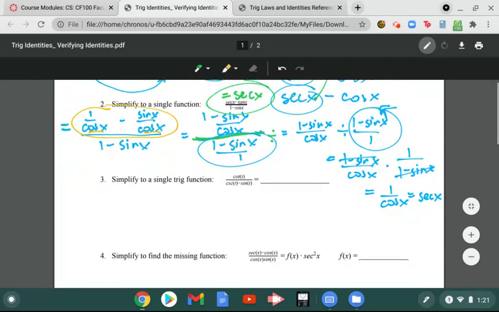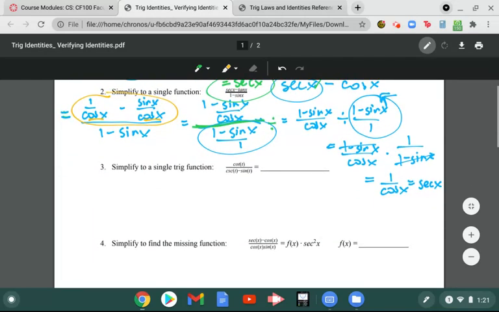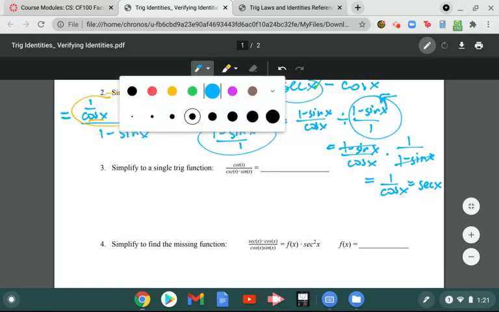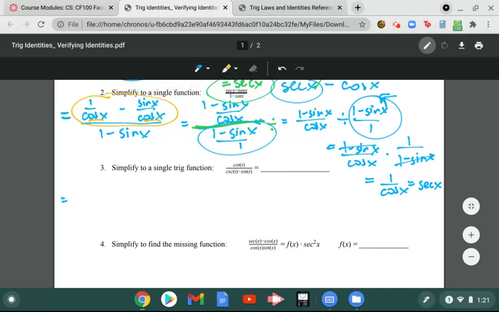Okay, number 3. I also want to simplify this into a single trig function. And I'm going to put everything in terms of sines and cosines. So that cotangent is cosine over sine. In my denominator, I've got cosecant, which is 1 over sine, minus sine. Are those all t's? And I just changed them all to x's.